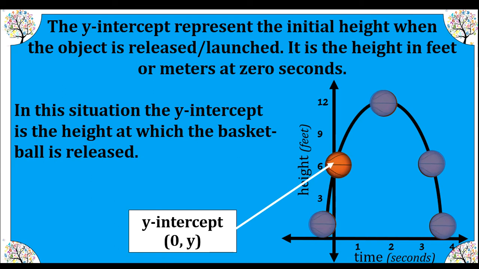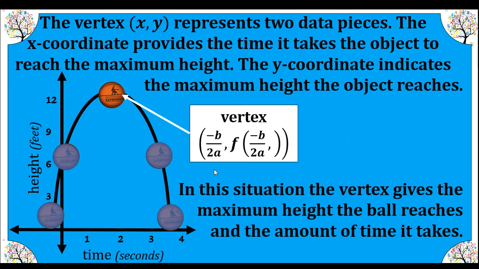Now let's move on to the vertex. The vertex, in this case, is a maximum point. When we're discussing projectiles and projectile motion, our vertex will always be a maximum point because our parabolas are going to turn down. This vertex tells me that in a little bit more than between 1 and 2 seconds, the basketball reached its maximum height, and that height is 12.